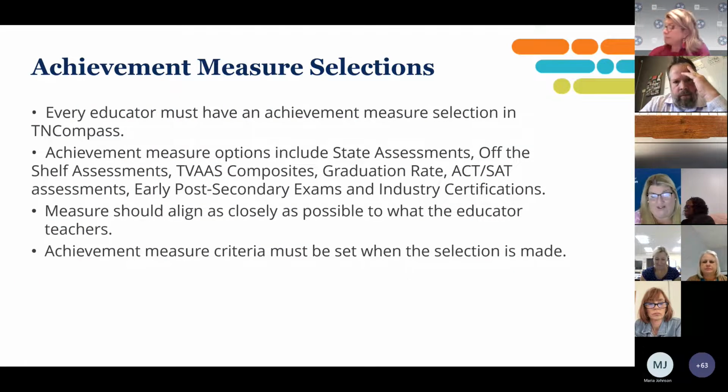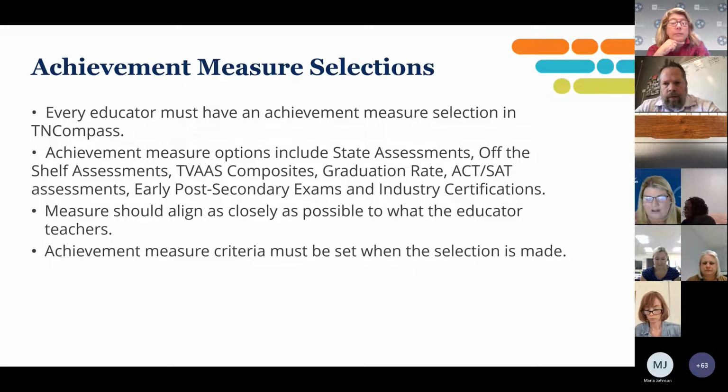All right. So let's talk about achievement measure selections now. So once again, every educator must have an achievement measure selection in TN Compass. Achievement measure options include state assessments, off-the-shelf assessments, TVAAS composites, graduation rate, ACT and SAT assessments, early post-secondary exams, and industry certifications. These measures should align as closely as possible to what the educator teaches. And the achievement measure selection criteria needs to be set when the selection is made. It's going to be a whole lot easier to set that when they're making these selections than to try to do it at the end of the school year, because there's a lot of time that's passed and we have forgotten a lot of things during that time.